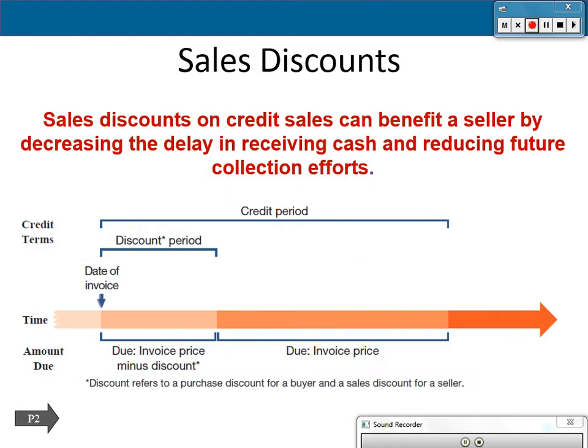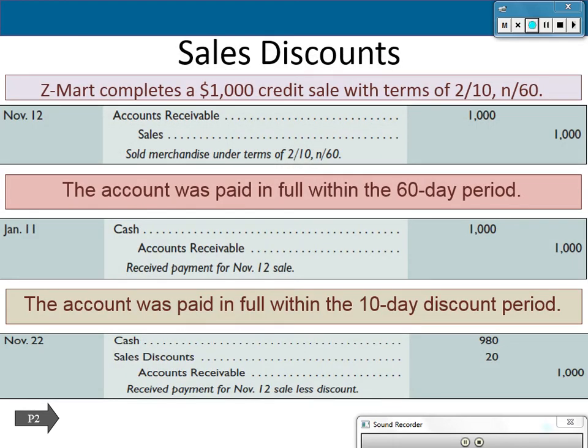So with sales, it's the same thing. You might extend discount terms to a customer within a certain discount period, or a certain number of days. So here are 3 different assumptions. First one is they sold $1,000 worth of items. So we debit accounts receivable, we credit sales for that $1,000. Now it says the account was paid in full within the 60-day period. So this is assuming no discount, right? They didn't meet the discount date. So we just debit our cash and credit our accounts receivable by that amount.